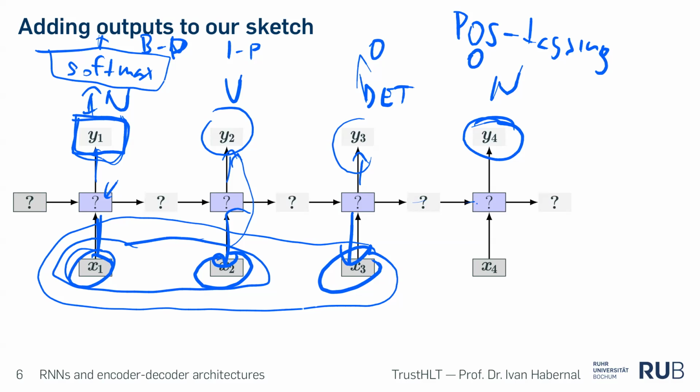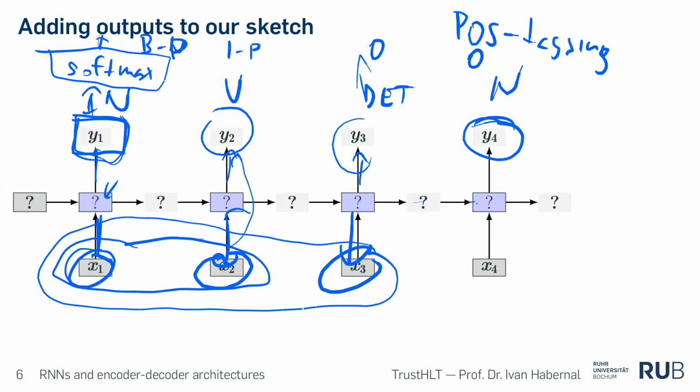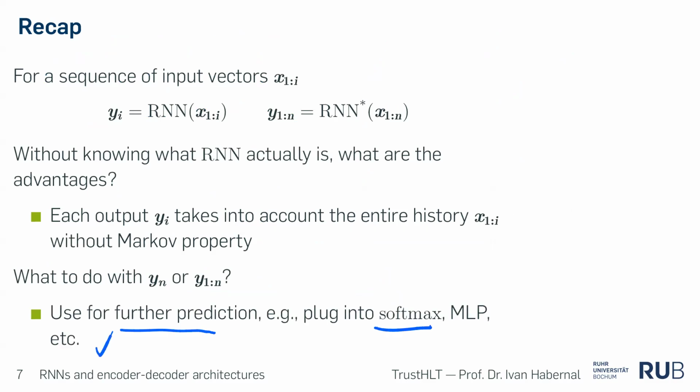I mean, these Ys are important. We can plug them in for further prediction. So plug into softmax, or we can be fancier and even put a tiny little network on top of that, and so on. Okay, so far so good. So this seems like a good architecture. Well, but there is something still missing. Like, what is this, and what is this? We'll figure it out.